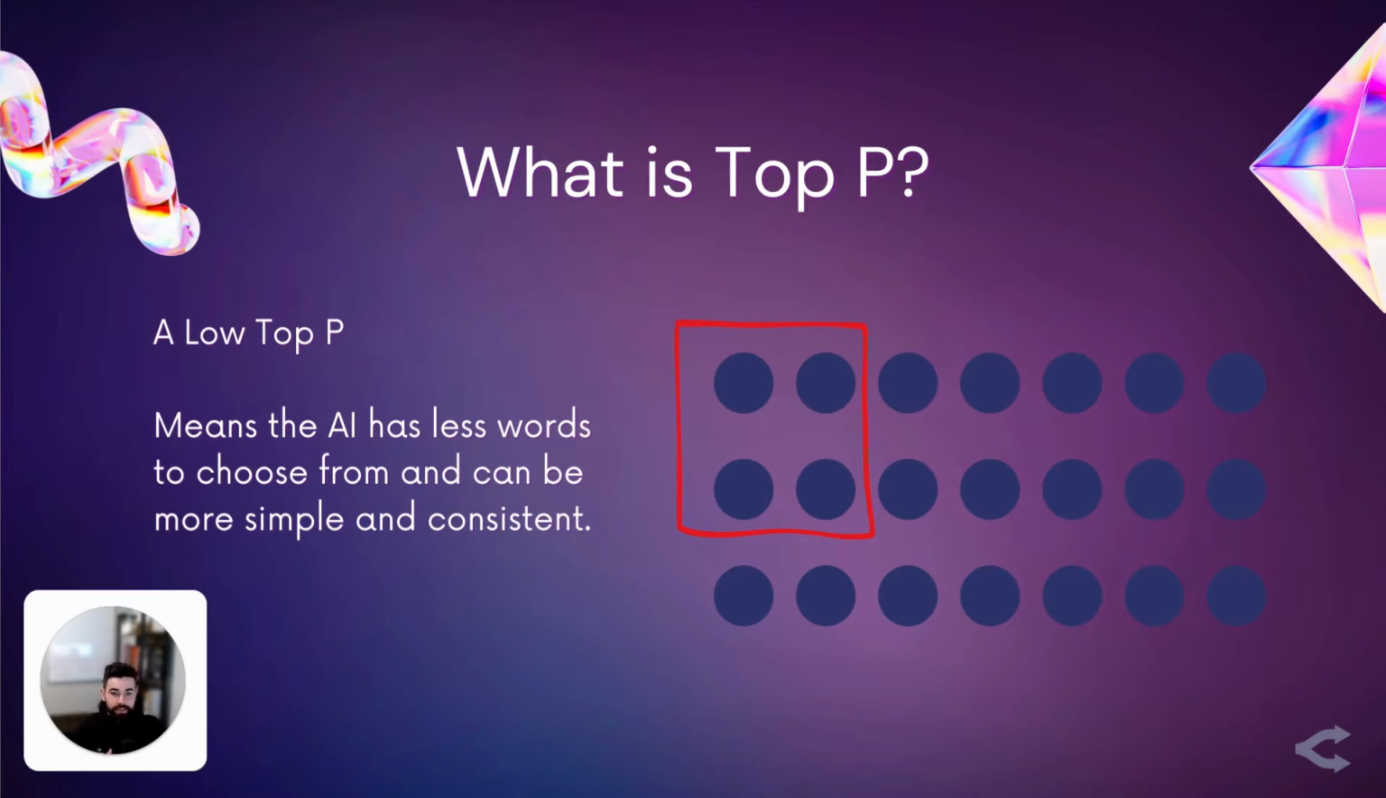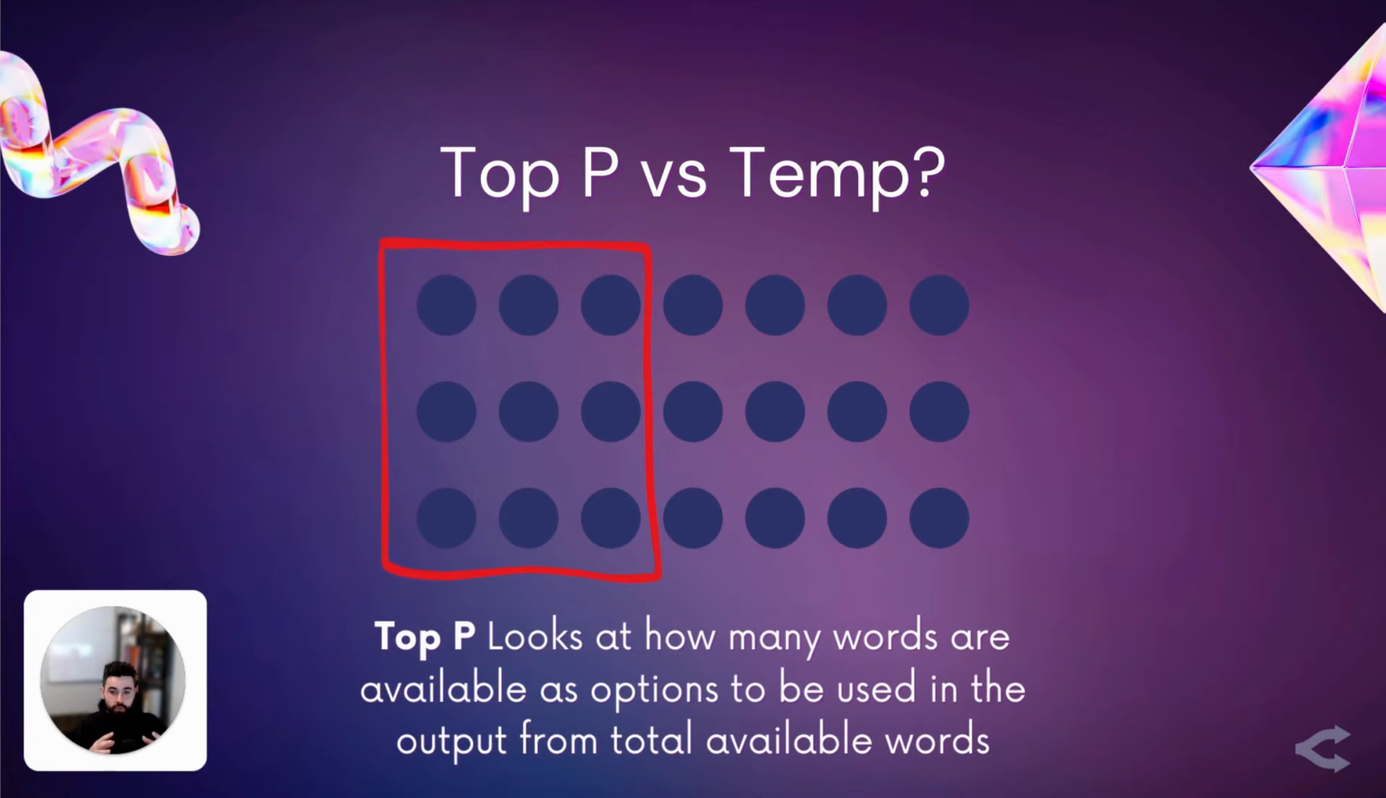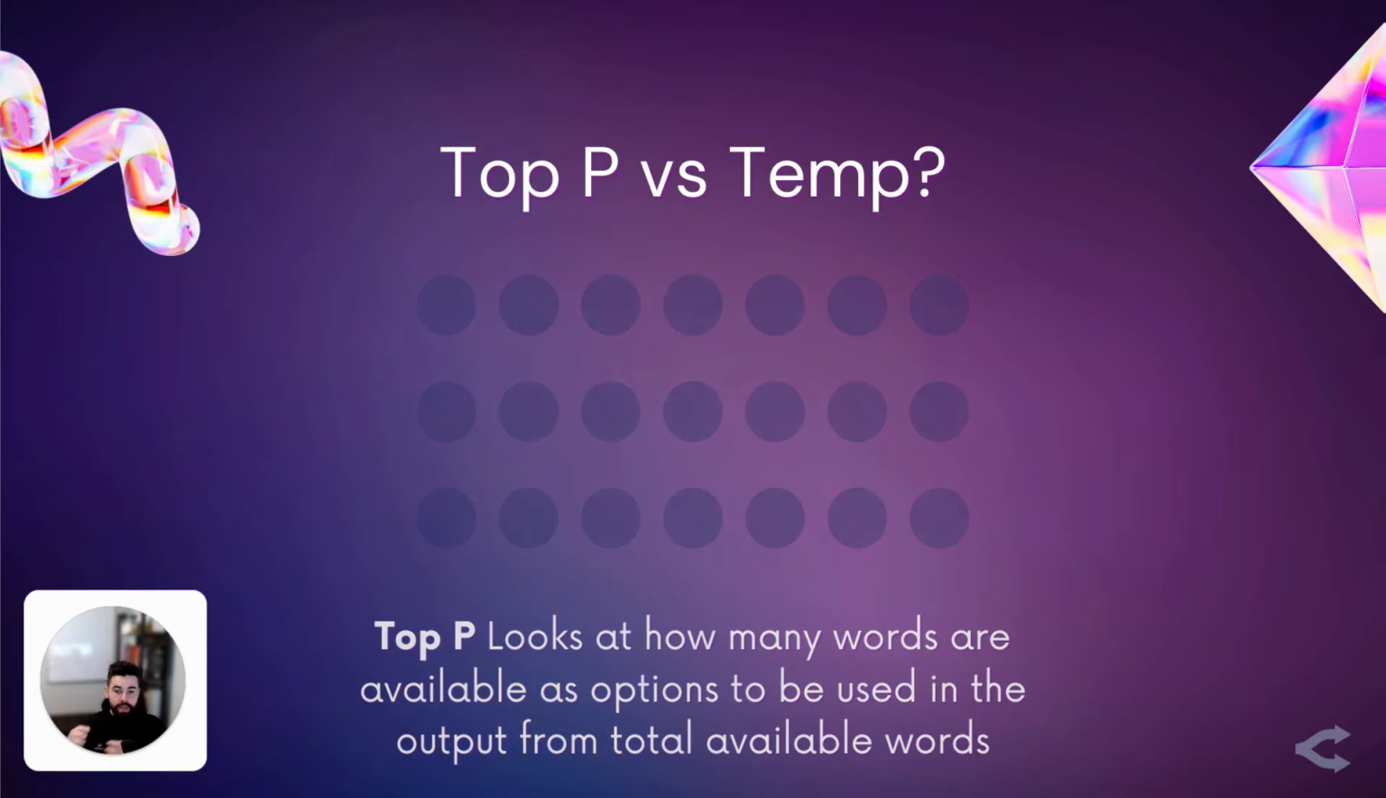Now, how is this different from, let's say, temperature? Well, top P is about picking the words that the AI is allowed to look at. So a high top P means basically all the words in the vocabulary of the AI model, and different AI models have different words that they can choose from. A low P is very few words. And then temperature is about how bold or cautious the AI is when picking from those words.